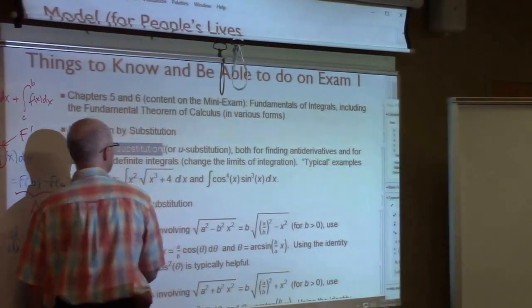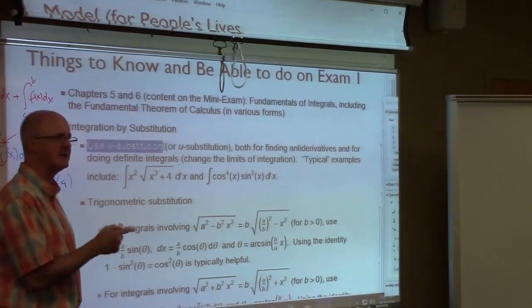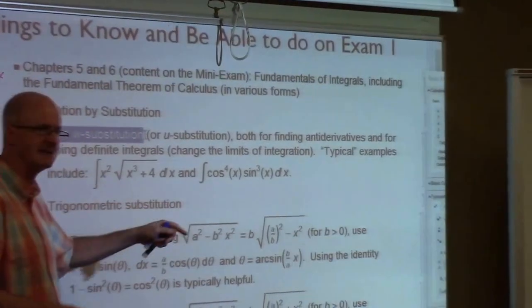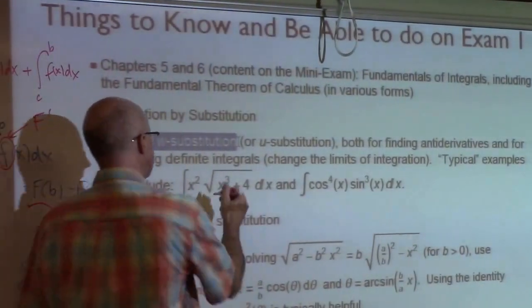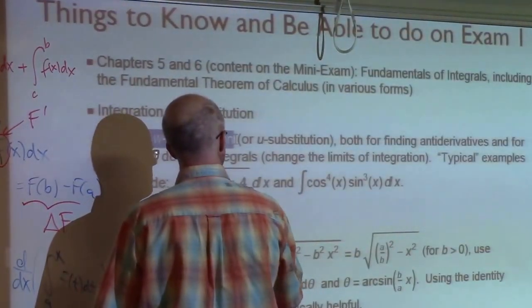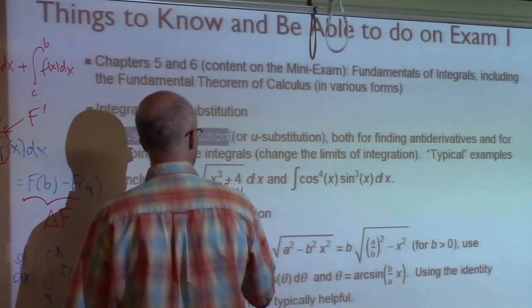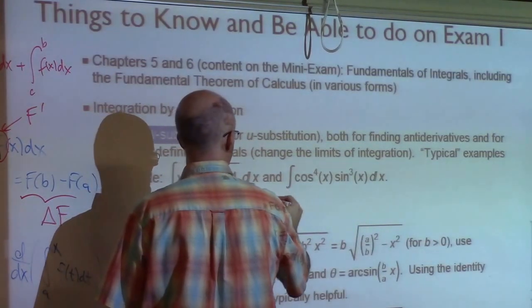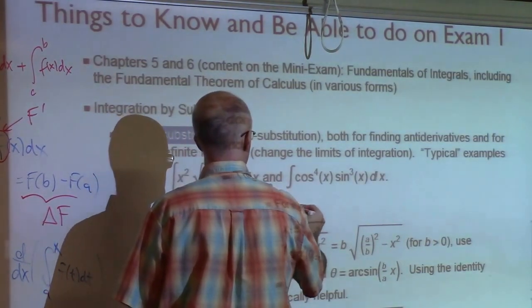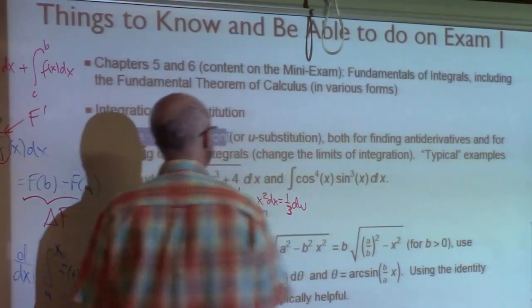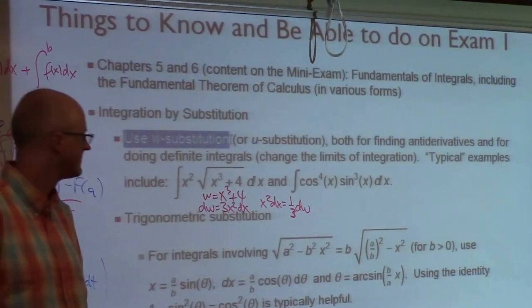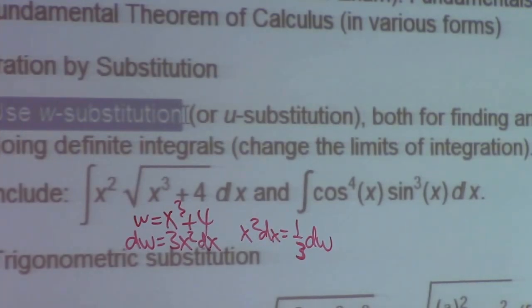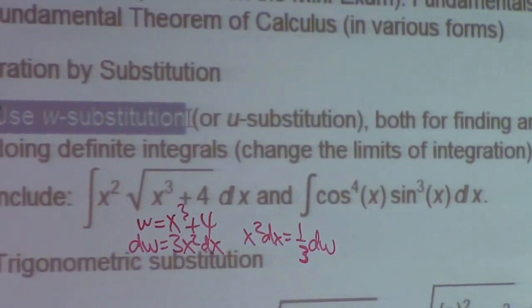For this one, you're looking to let W be something so that dW is almost there, like this x squared dx is almost dW. Yeah, if you let W equal x cubed plus 4, that'll do it, because then dW will be 3x squared dx, and x squared dx will be 1/3 dW, and you'll get the integral of 1/3 W to the 1/2 when you do that. So there's a typical kind of example.